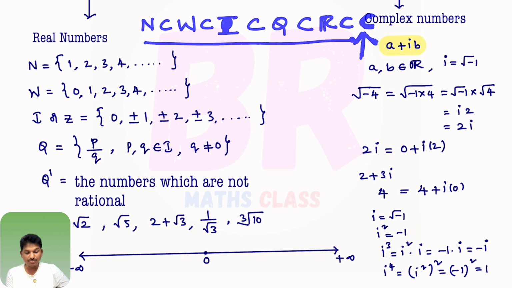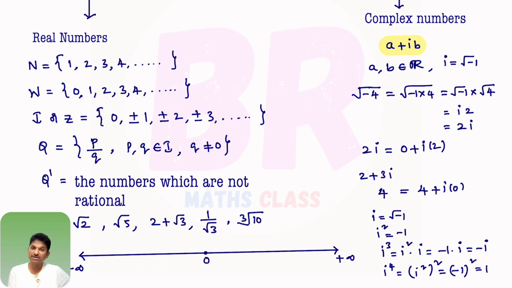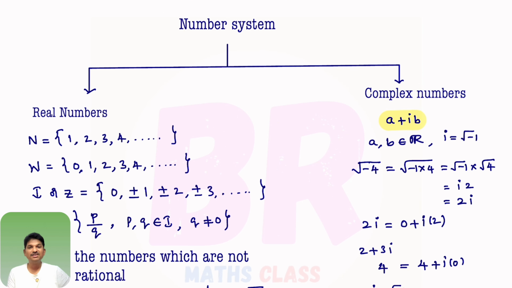These are all subsets. All natural numbers are complex numbers. Yes. All whole numbers are complex numbers. Integers are complex numbers. Rational numbers are complex numbers. Real numbers are complex numbers. I hope it is enough to discuss about the number system now.